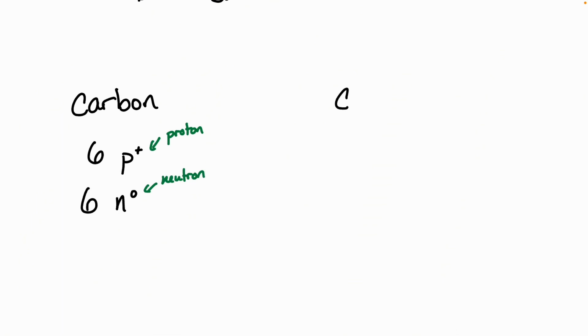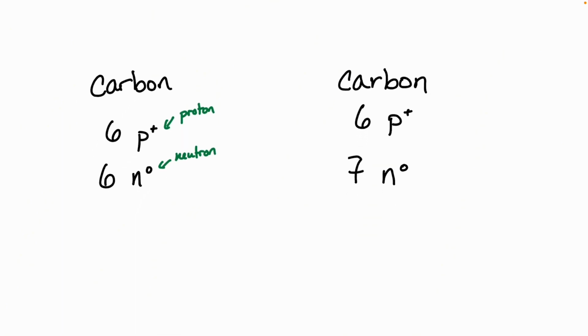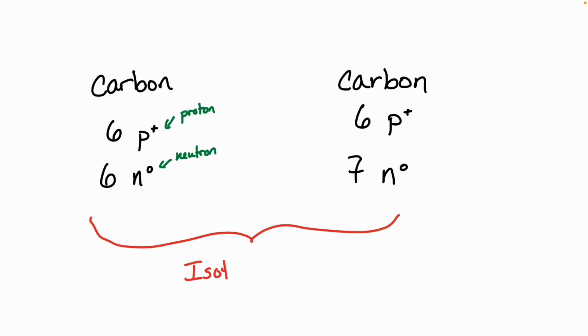But you can also have carbon that has 6 protons. It's got to have 6 protons in order to be carbon, but actually has 7 neutrons. This would be a pair of what we call carbon isotopes. Same number of protons, but they differ in the number of neutrons.